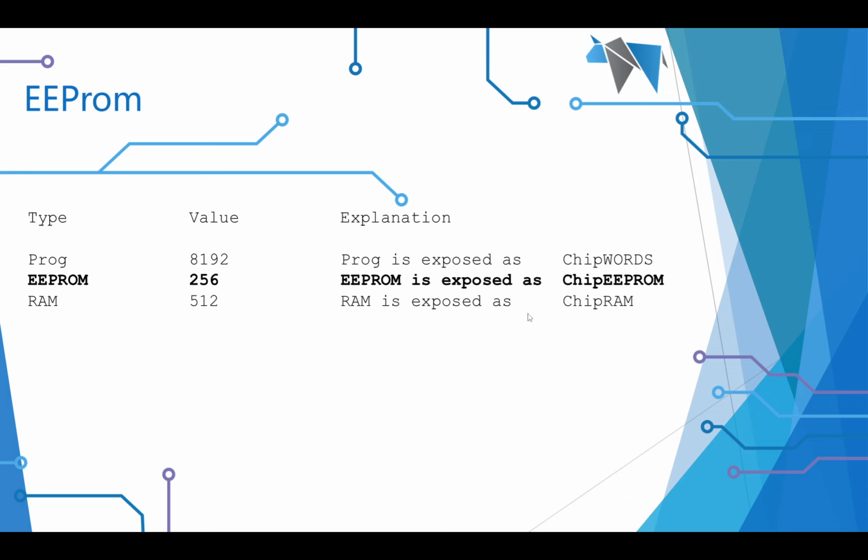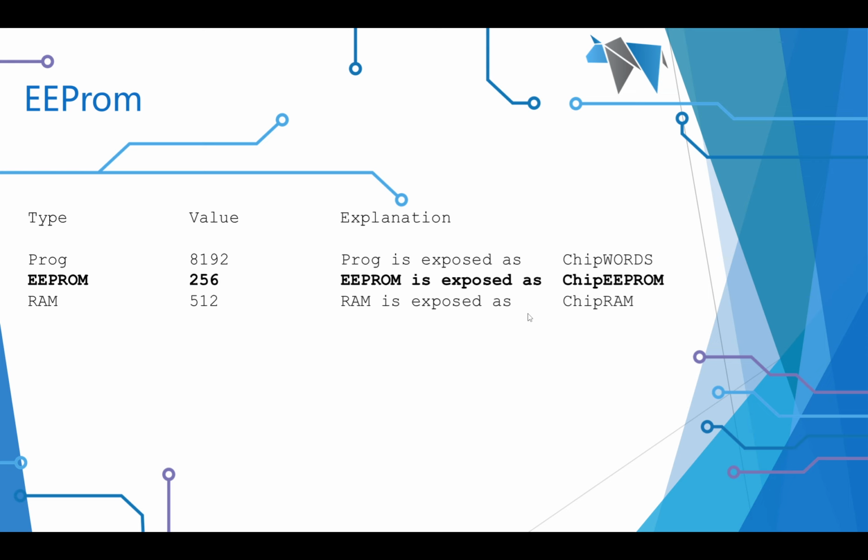A couple of things that I was going to mention about constants. You have a set of constants that are available. With respect to memory, the 8K program memory is exposed as something called chip words. The EEPROM is exposed as chip EEPROM, and the RAM is exposed as chip RAM. So in your program, if you want to know how much of a particular type you've got, you can use these.